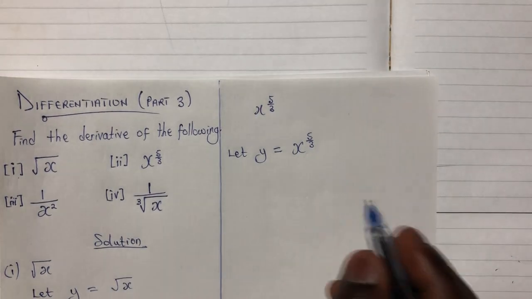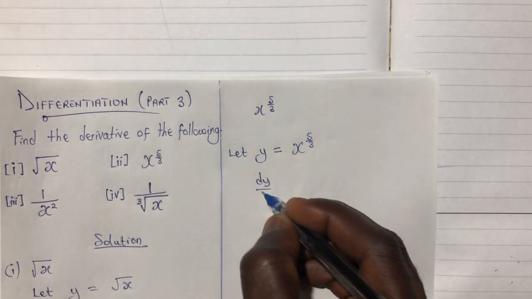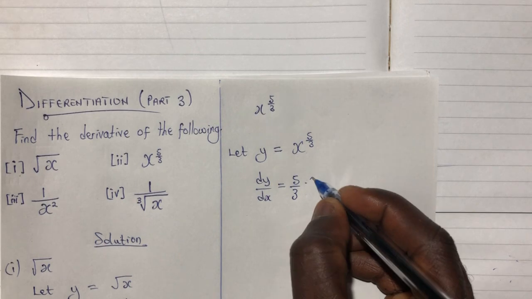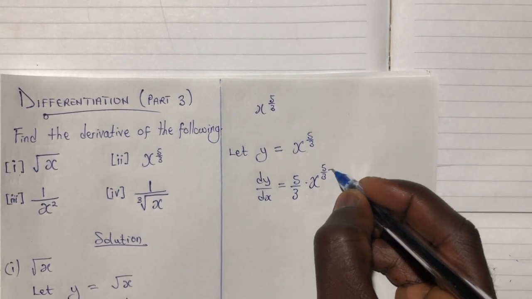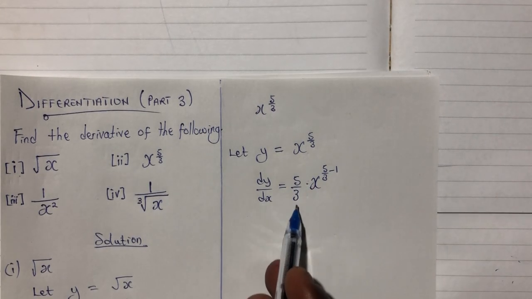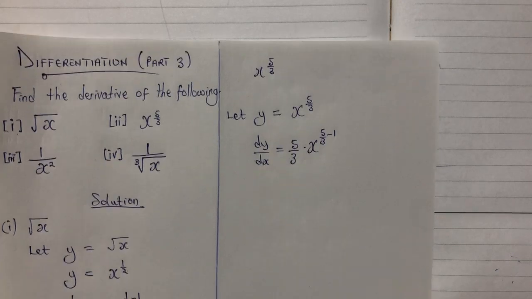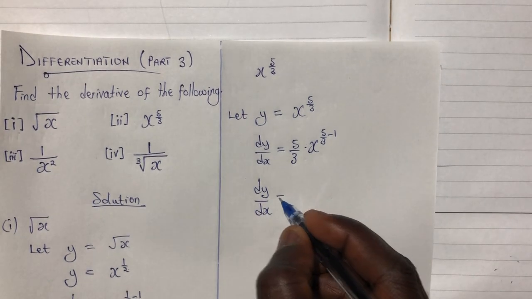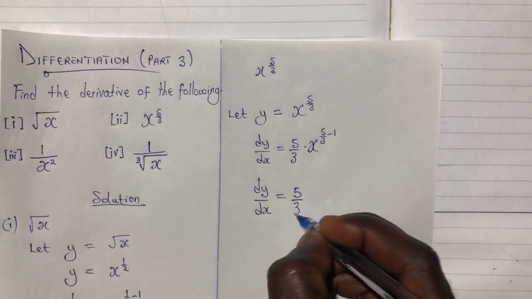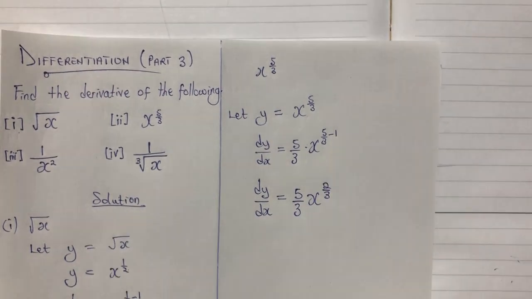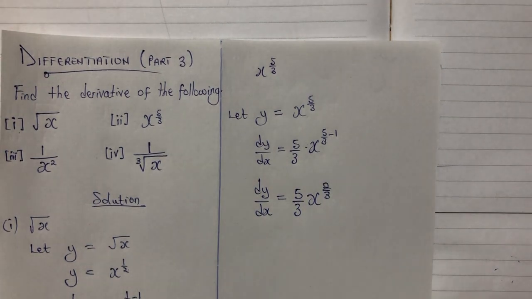Now when I differentiate this, I'm getting dy dx being equal to 5 out of 3 times x raised to the power 5 out of 3 minus 1. You reduce the power by 1 and use the power to multiply the variable x. So this is giving us dy dx being equal to 5 out of 3 times x raised to the power 2 out of 3. You can punch this side on your calculator to produce your final answer.